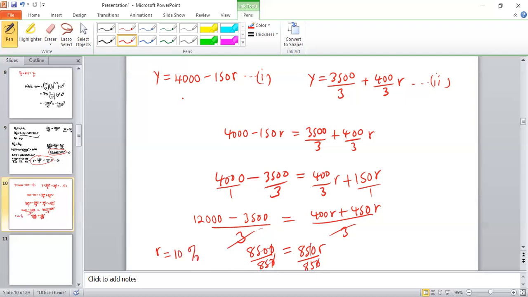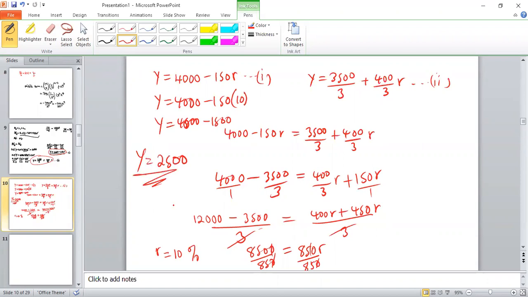Then we can find the national income by substituting in one of the two equations: 4,000 minus 150 times 10. So y is equal to 4,000 minus 15, and that gives us the national income. Is it? Yes. Okay. Any questions? Is it clear?